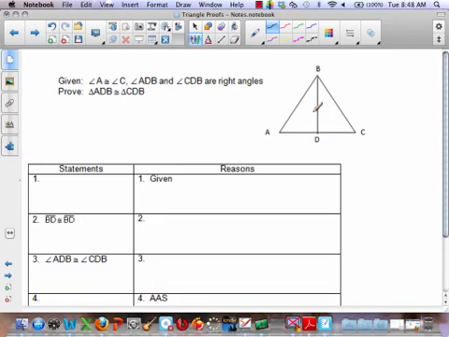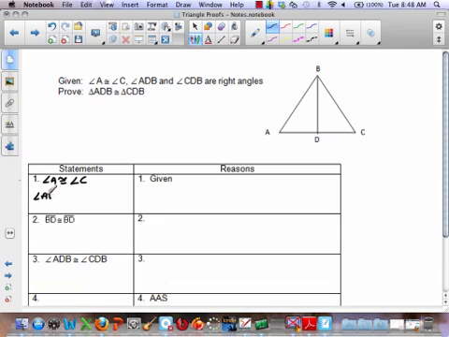Let's take a minute and look up here at the board. What are we being asked to prove? Triangle ADB is congruent to triangle CDB. All right, so first line of any proof is always what? A given. So let's go ahead and write that out. Angle A is congruent to angle C.